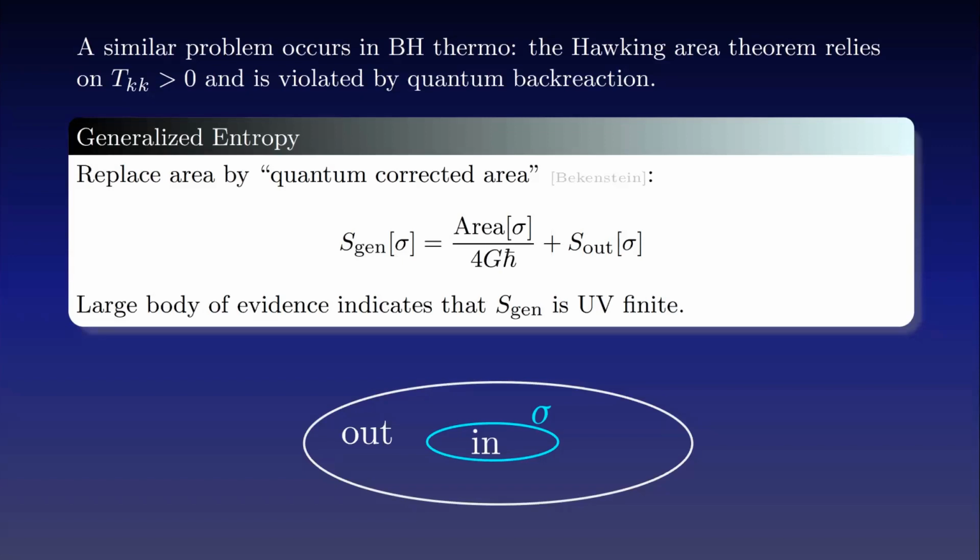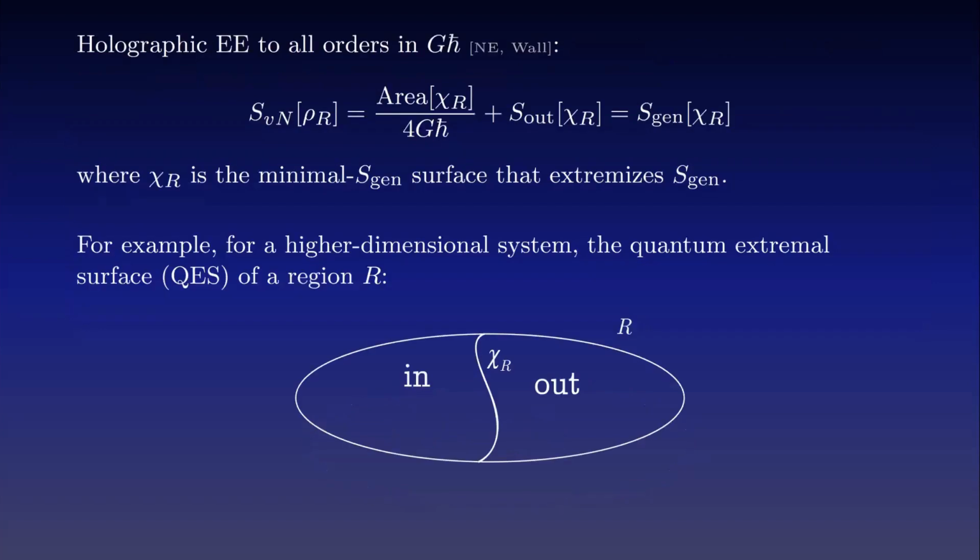And since this quantity has since been studied, one could say almost ad infinitum, there is a large body of evidence that indicates that S-gen is most likely UV finite. So it's a very nice quantity. And so we can take lessons from this problem that occurred in black hole thermodynamics in the early 1970s and was resolved by replacing area with generalized entropy, and do the same thing for our holographic entanglement entropy proposal. And so recall in the original proposal, you were computing the area plus entropy of a surface that was defined as the extremum of the area functional.